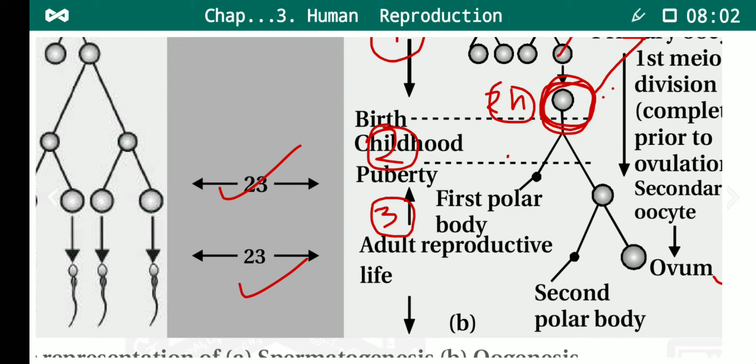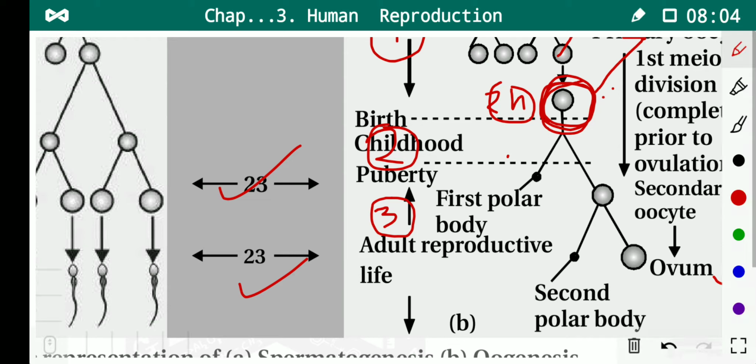One small cell is called the first polar body, and the big cell is called the secondary oocyte. This secondary oocyte is haploid, n, because this division is the reduction division.